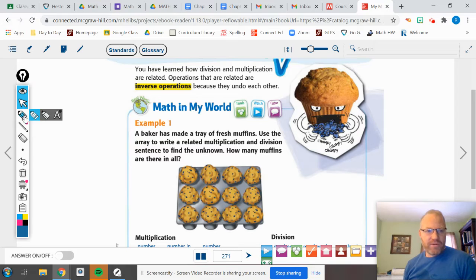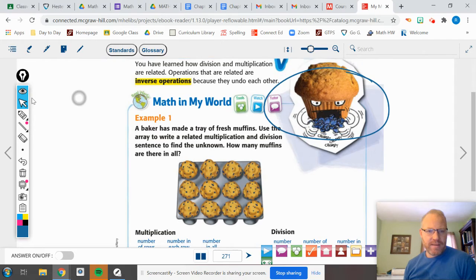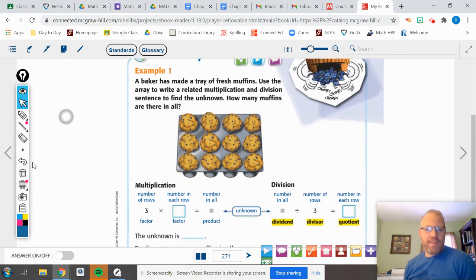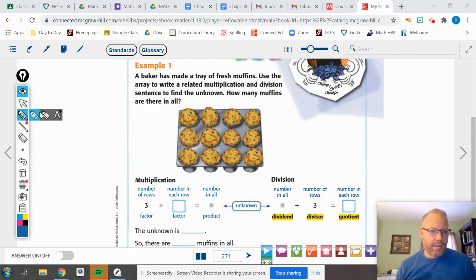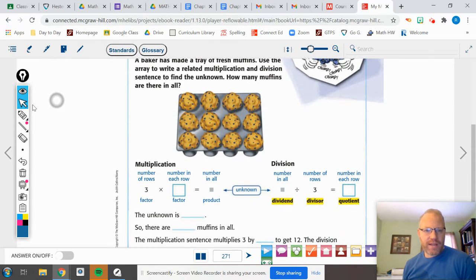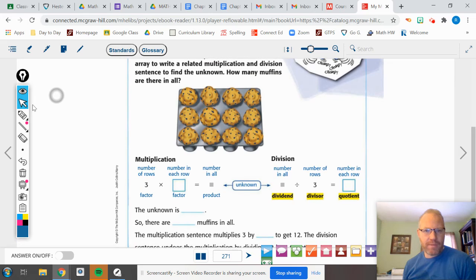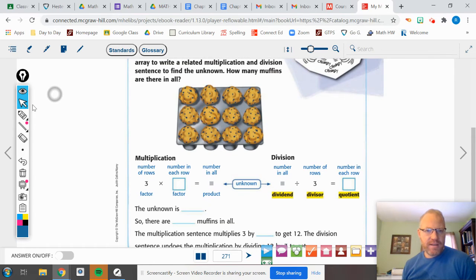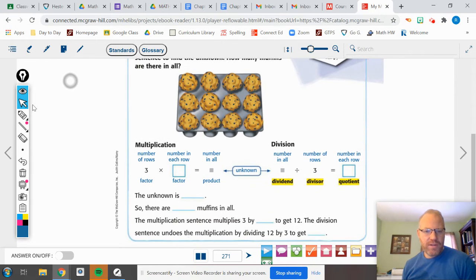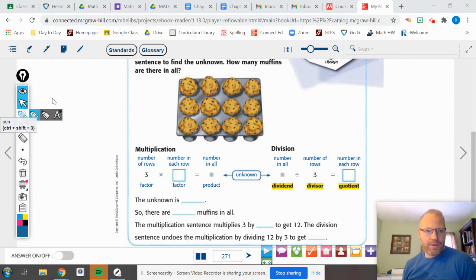So first things first, we're going to be talking about some muffins. This is a hungry muffin eating some blueberries. Let's take a look at what we've got. Example 1, my math in my world. A baker has made a tray of fresh muffins. They use the array to write a related multiplication problem and division sentence to find the unknown. How many muffins are there in all? So what I want to focus on is that one question right here. How many muffins are there in all?